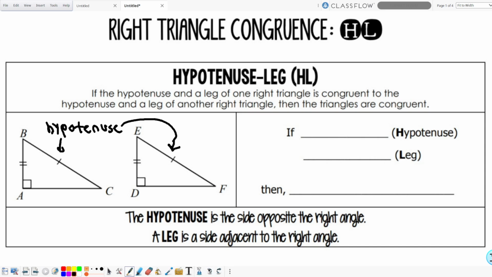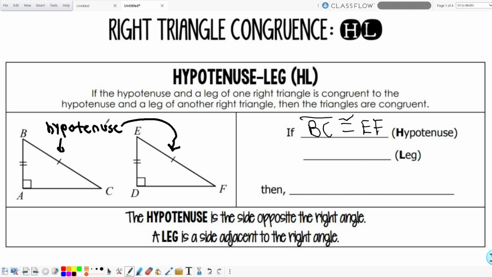So if those two sides were the same in two different right triangles, and going with our little diagram, that would imply that BC is congruent with EF. Alright, so if the hypotenuses are the same and a pair of legs have the same length. Now the legs can be any of the other sides besides the hypotenuse. So it could be BA, it could be AC. It doesn't matter which one.